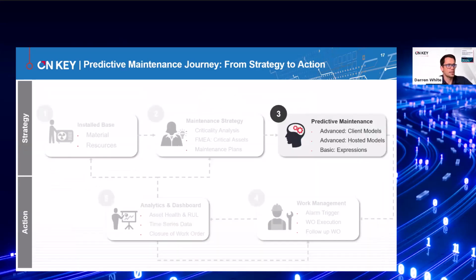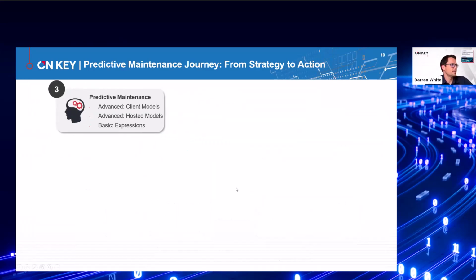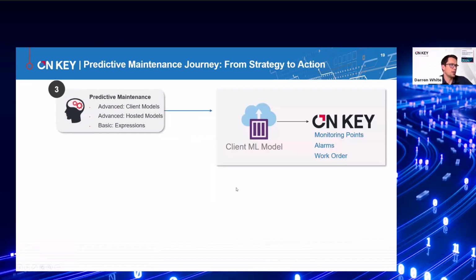Okay, and then the next one is the predictive maintenance. So let's zoom in on this one. Now, firstly, this prediction model can be hosted in the client's environment, and the data can then be ingested into the On Key platform using On Key's APIs. So this is where entities such as monitoring points ingest this data.